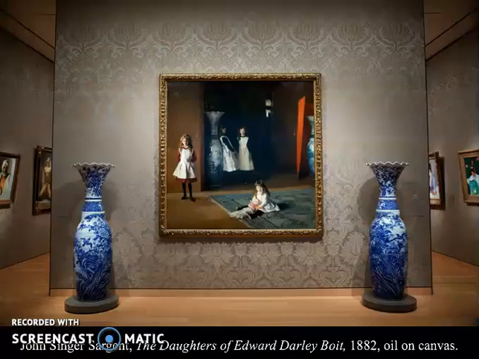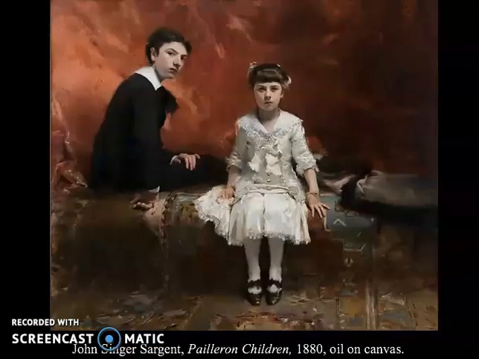What's great is that Edward Darley Boyd ended up donating these two vases that were painted in this painting to the same museum that the painting's in. So you're able to sort of see the arrangement and the way that he would have depicted it and seen it in reality. So it gives you some sort of context to the image.